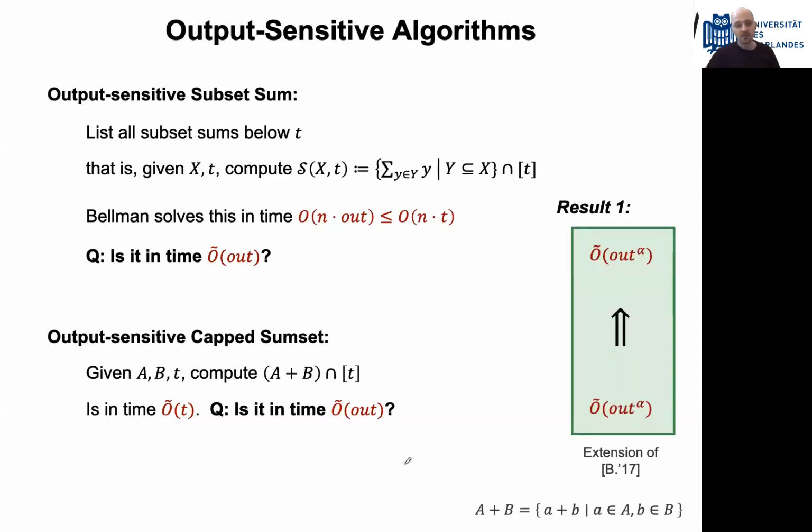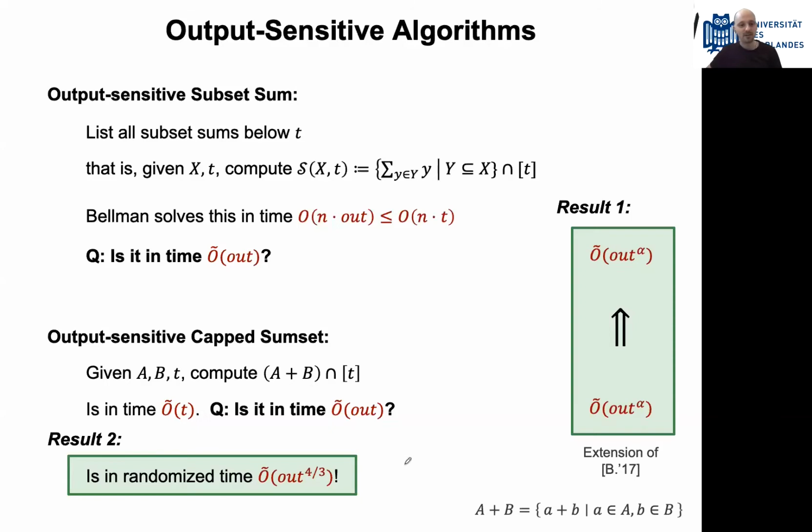What we do show in this paper, the first main result, is that if you can solve capped sumset in time output size to the alpha, then you can also solve subset sum in time output size to the alpha. Right. The second main result is that capped sumset we can solve in output size to the 4/3. So using this reduction, we also get output size to the 4/3 for subset sum, and this is what we have so far. So there's still a gap between near linear in the output size and what we have.